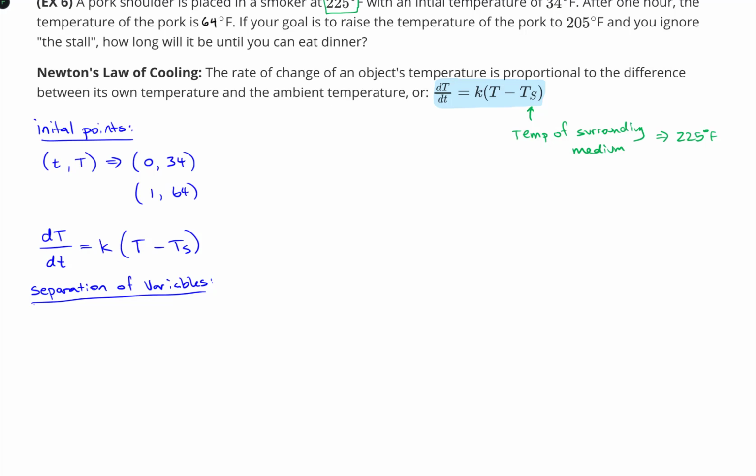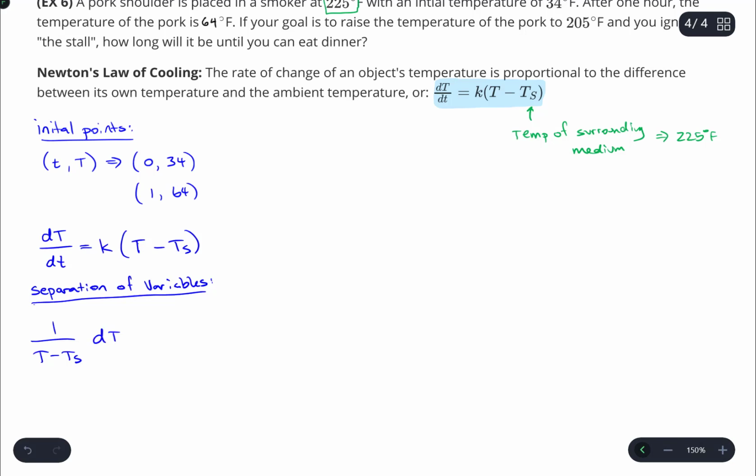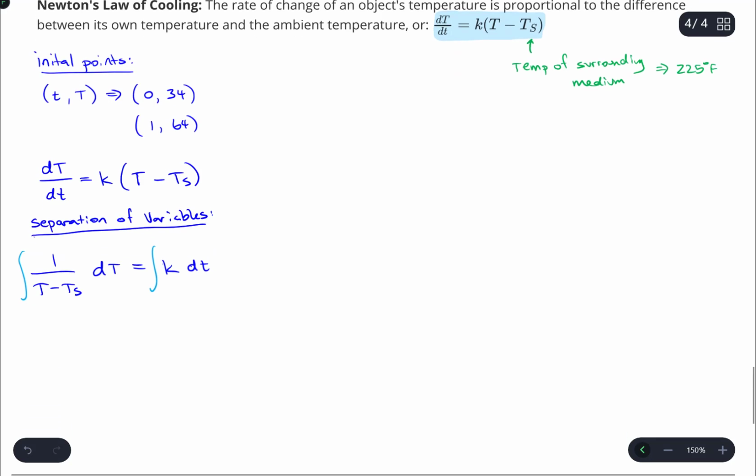So the first thing that I could do is try and get everything with capital T to one side. So I could effectively divide everything through by T minus T sub S. So that would be 1 over T minus T sub S. And then I could multiply dt to the other side. And so that would leave dT here equals k times just dt is all that's left there. And then we could integrate both sides since the variables are separated.